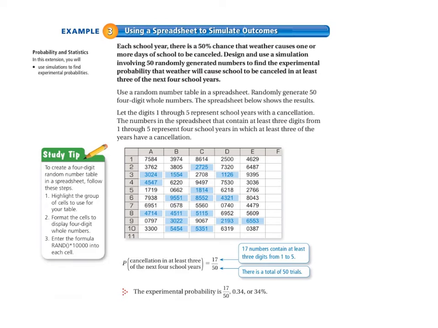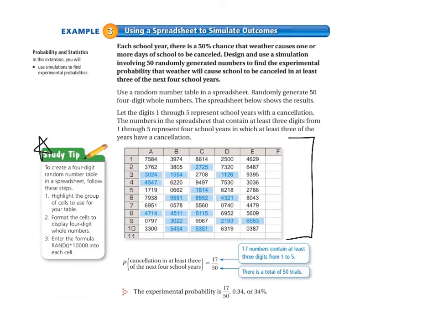It says use a random number generator in a spreadsheet. So that's what's done here. Randomly generate 50 four-digit whole numbers. The spreadsheet below shows the results. Let the digits 1 through 5 represent school years with a cancellation. The numbers in the spreadsheet that contain at least 3 digits from 1 through 5 represent 4 school years in which at least 3 of the years have a cancellation.